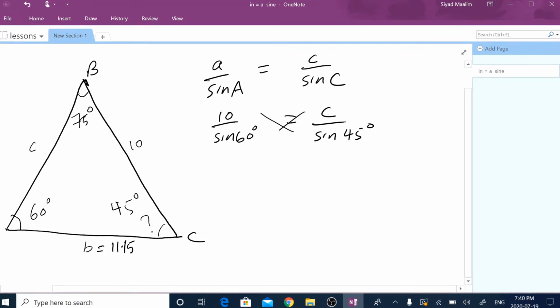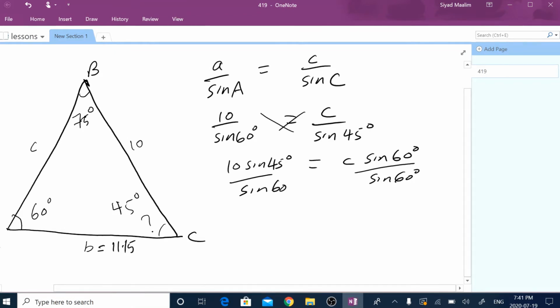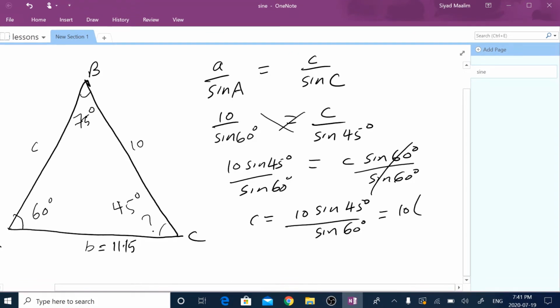Same thing, cross multiply. That will give me 10 multiplied by sine 45 degrees is equal to C multiplied by sine 60. What you have to do is divide by sine 60 on both sides. These two will cancel. You are left with C is equal to 10 sine 45 degrees divided by sine 60, which is equal to 10 multiplied by sine 45.